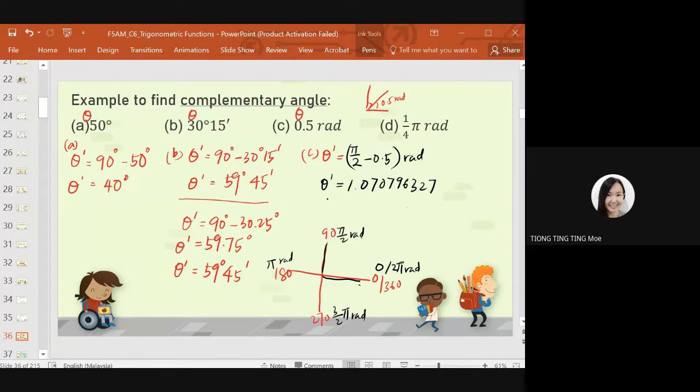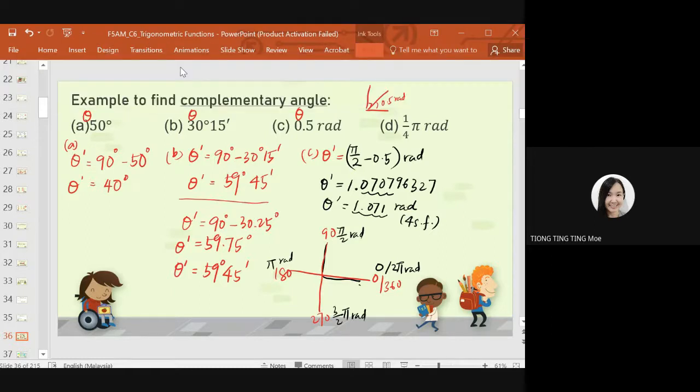1.07096327, right? Okay, round off. You can go up to 1, 2, 3, 4. But it's for 4 significant figures, so it's 1.071 radian. Because 4 significant figures, we count from the 1: 1, 2, 3, 4. Four significant figures. Okay?